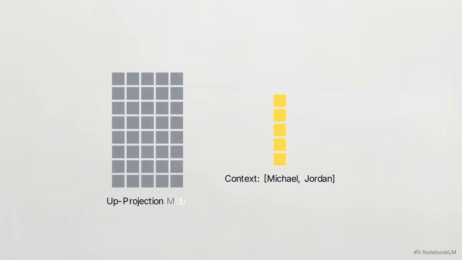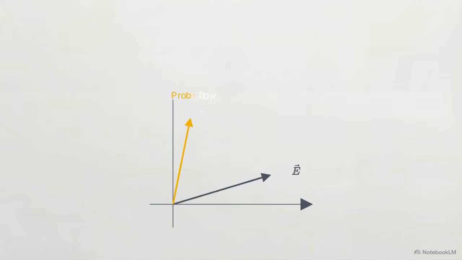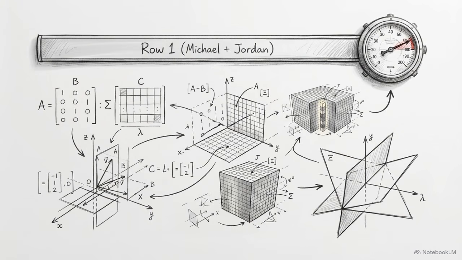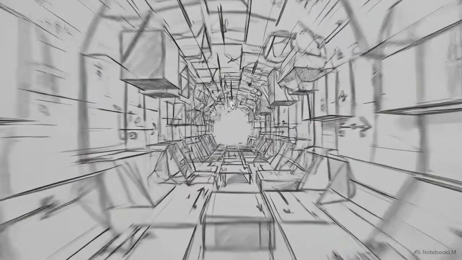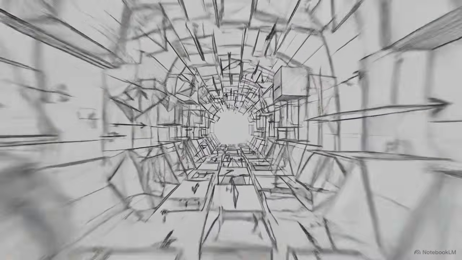First, we multiply this input vector by a massive weight matrix called the up projection matrix. Each row acts as a directional probe. Taking the dot product between a row and vector E produces a single scalar value. This dot product serves as a measure of alignment. The more similar the directions of the two vectors, the higher the resulting number. If row 1 represents the Michael plus Jordan direction, a high scalar output indicates that vector E perfectly aligns with that specific feature. The up projection matrix is effectively asking thousands of simultaneous geometric questions to determine which semantic features are present inside the input vector.